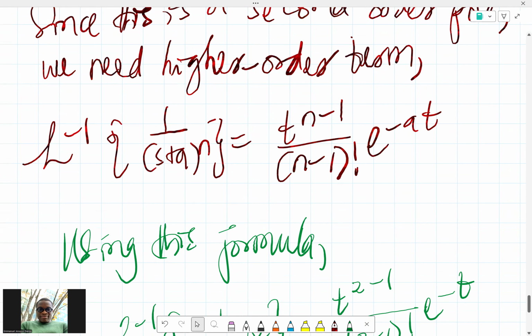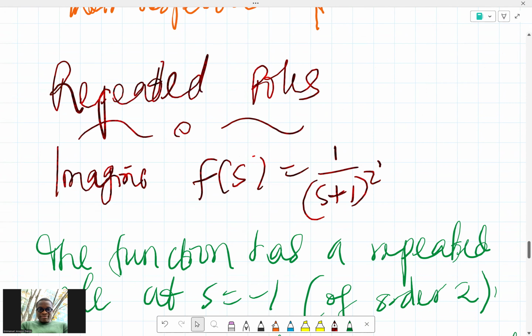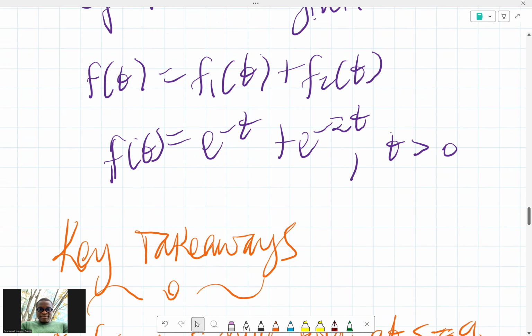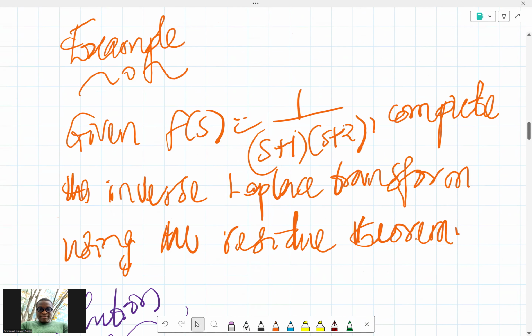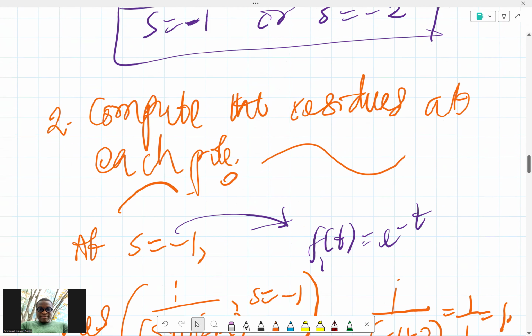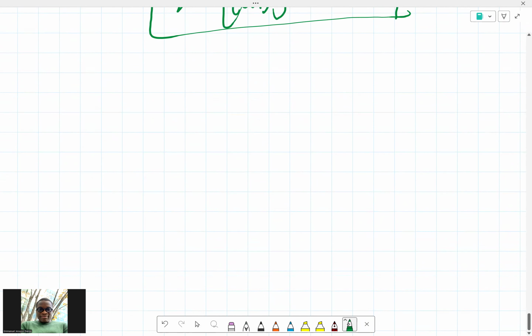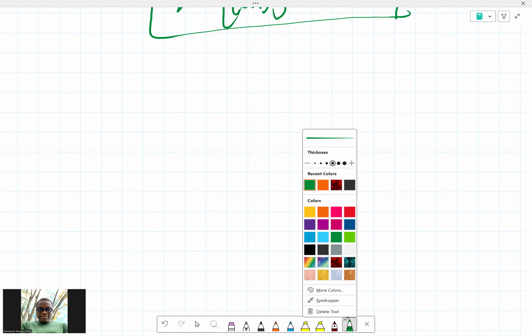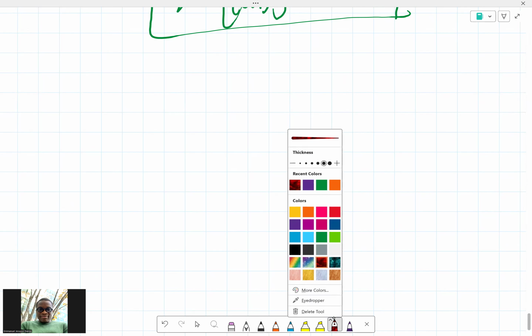So that's for repeated poles. The first one we did, like we said, is for simple poles, where everything is just direct. So we have done repeated poles. Can we also do complex poles now? So let me switch over, okay, let's have this, and then we can go for this now.